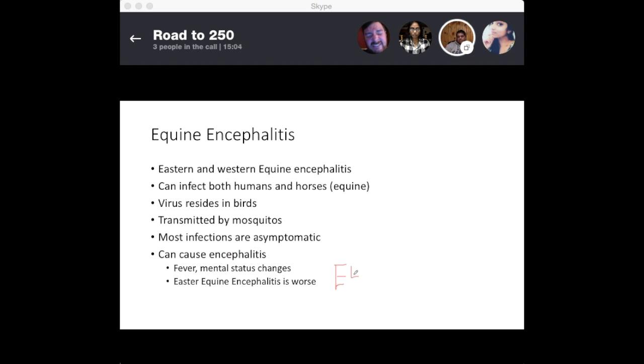So it's mosquito transmission, and triple E is always bad.